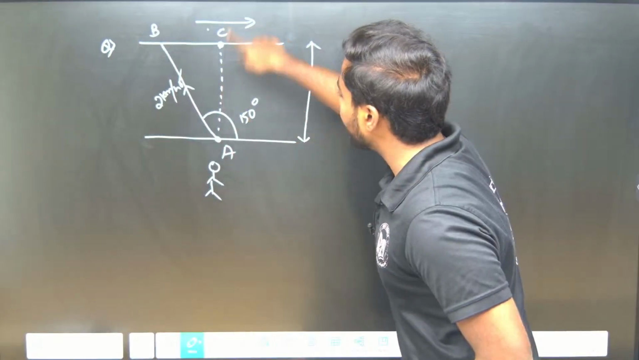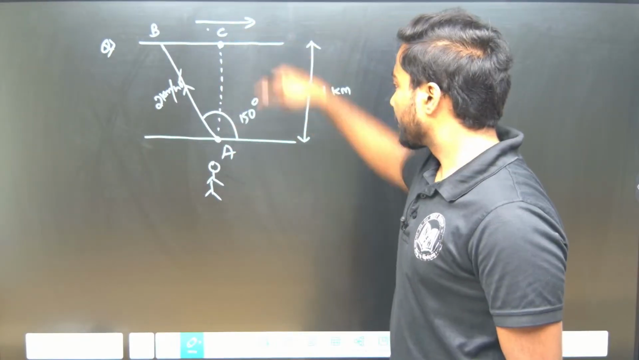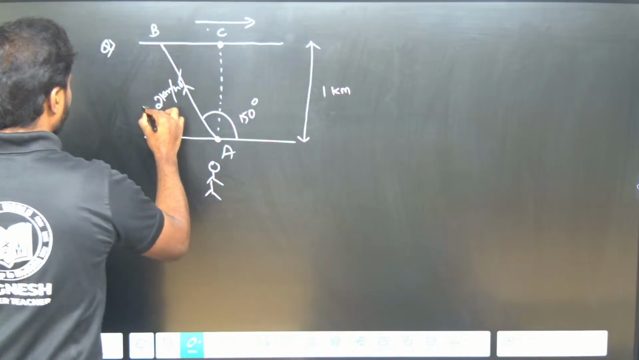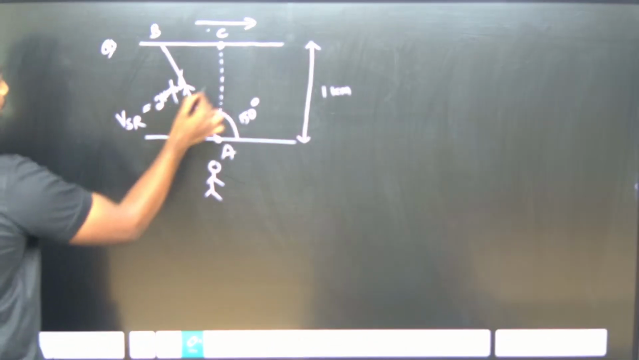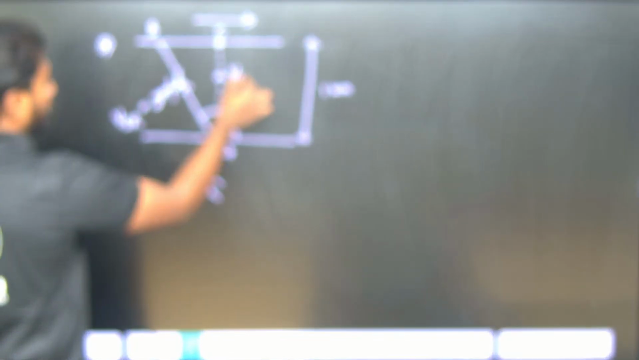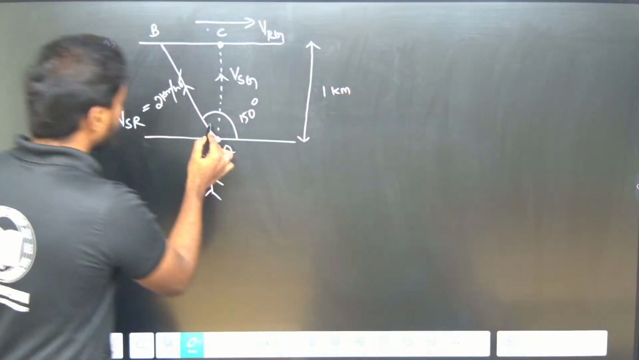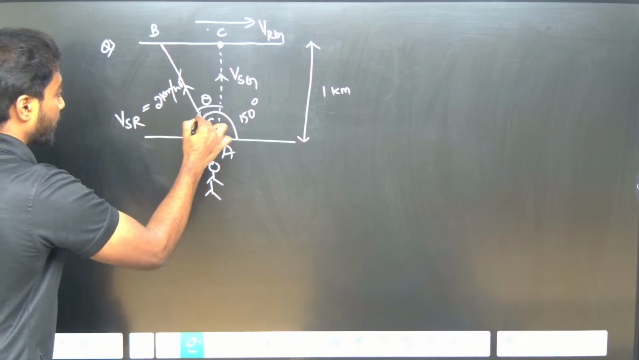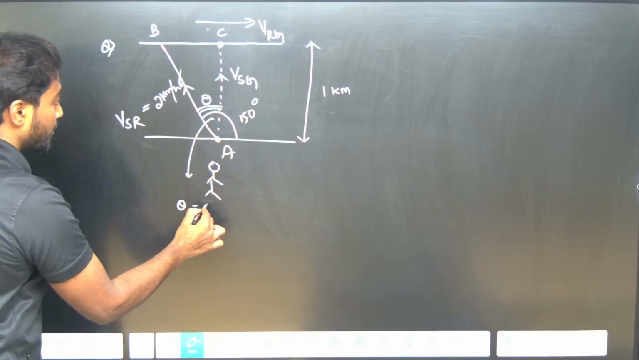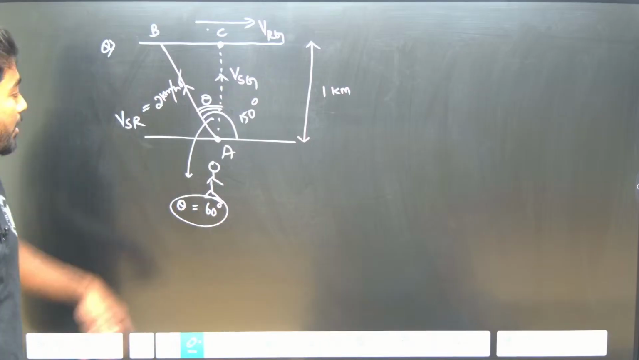So for that, what do I need to get? I need to get the velocity along this AC point. So this is my velocity of swimmer with respect to river, velocity of swimmer with respect to ground, and velocity of river with respect to ground. Let me write theta. This is theta, okay. Theta will be equal to 60 degree. If this is 90 degree, the remaining angle will be 150 minus 90, which is 60. Okay, I have written the theta also here.